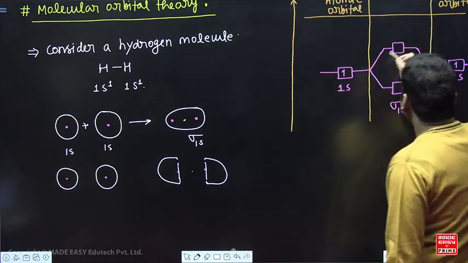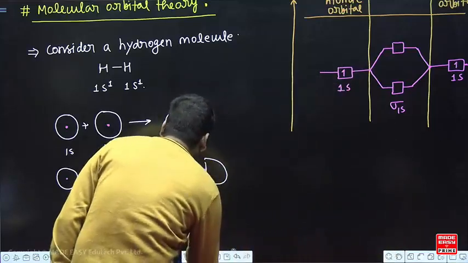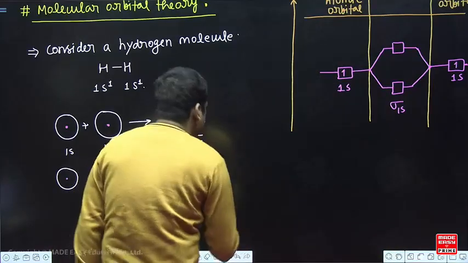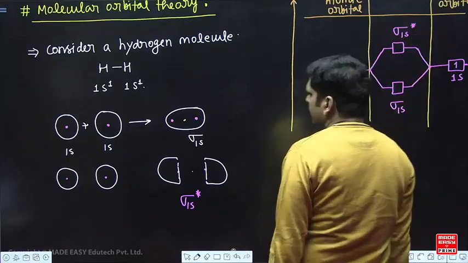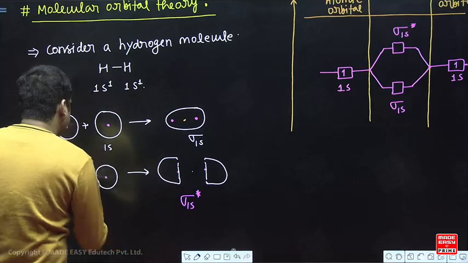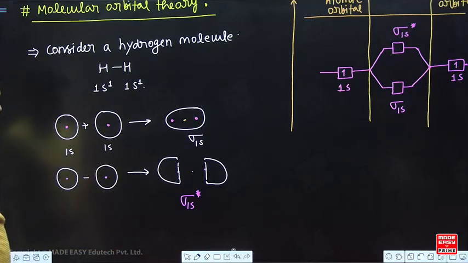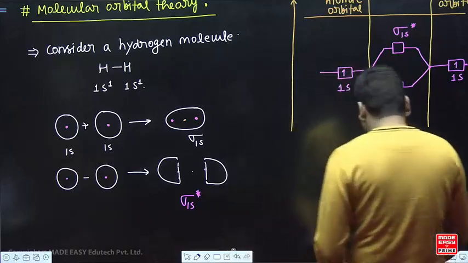So in comparison to the individual atom, now the energy will increase. This orbital is known as sigma 1s star. This is due to the repulsion. Repulsion is considered like subtraction, and attraction is considered like addition.